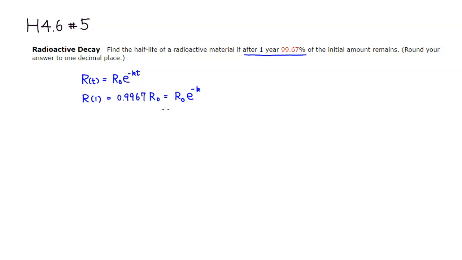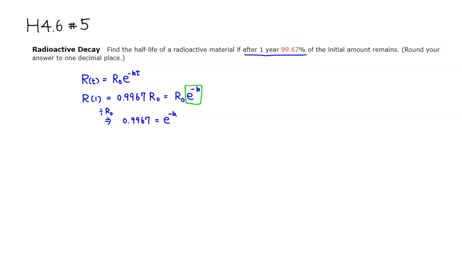So what we can do is solve all the way to k, but I'm too lazy, so I'm going to solve for e to the negative k, because that's just going to be a constant, since there's no variable in there. Let's divide through by R0. Then you have 0.9967 is equal to e to the negative k.